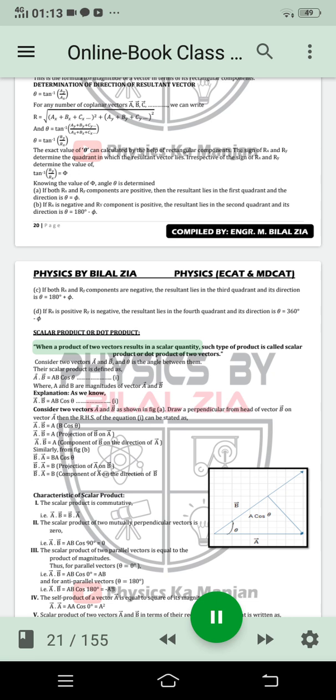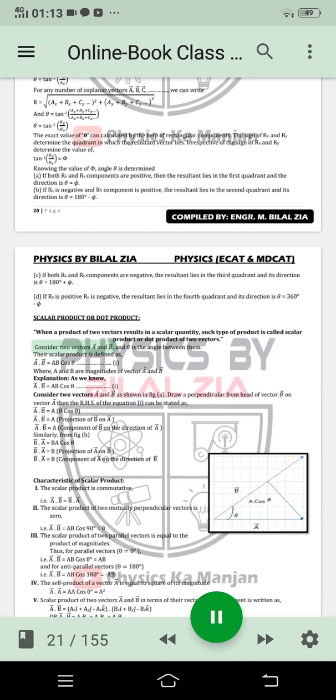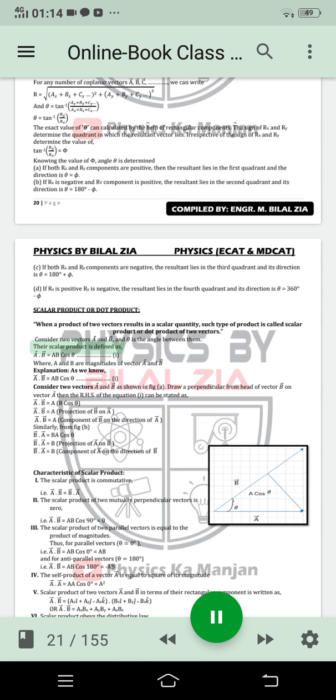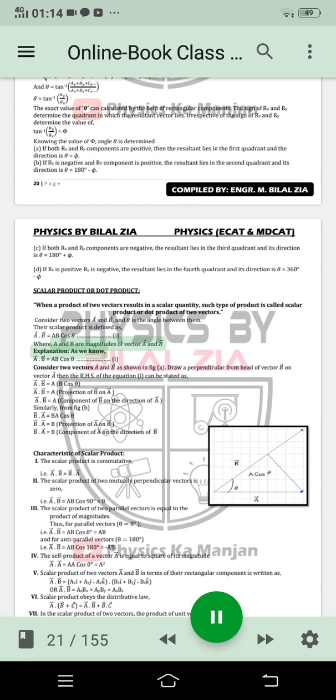When a product of two vectors results in a scalar quantity, such type of product is called scalar product or dot product of two vectors. Consider two vectors A and B, and theta is the angle between them. Their scalar product is defined as A dot B equals AB cos theta, where A and B are magnitudes of vector A and B.